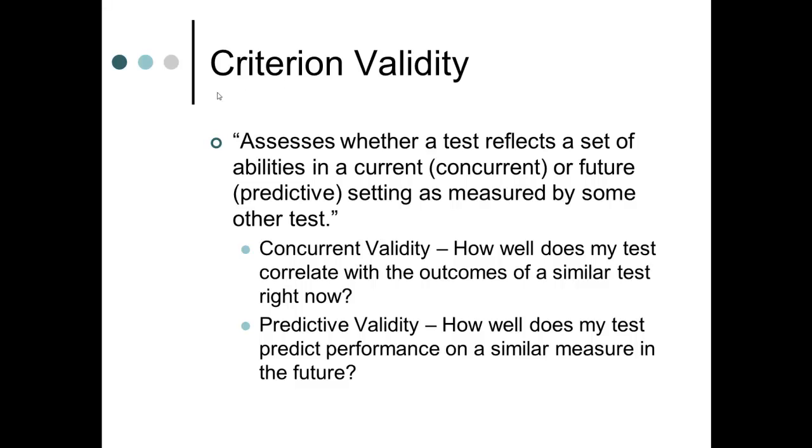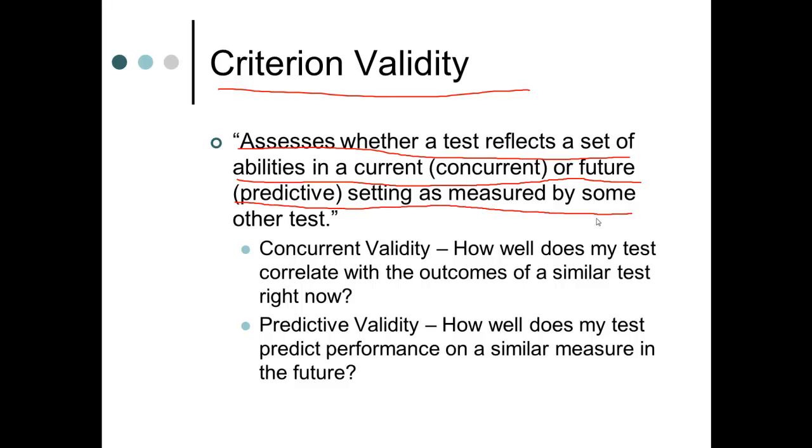Now, criterion validity assesses whether a test reflects a set of abilities in a current, or concurrent, or future, predictive setting as measured by some other test. I don't know about you, but that sounds kind of confusing, so let's see what they're talking about here. Concurrent validity describes how well my test correlates with the outcomes of a similar test right now.